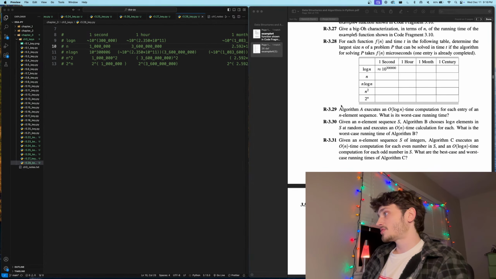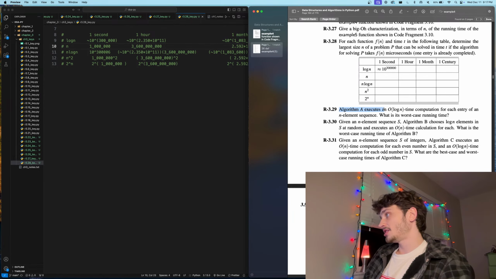Okay, let's just read this one just so we get a preview. Algorithm A executes an O log n time computation for each entry of an n element sequence. What is the worst case running time? Oh, so it's wanting us to find the big omega here.